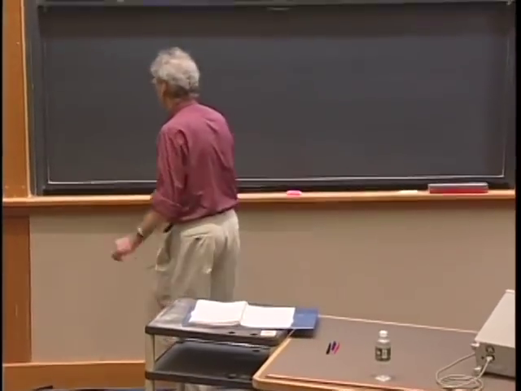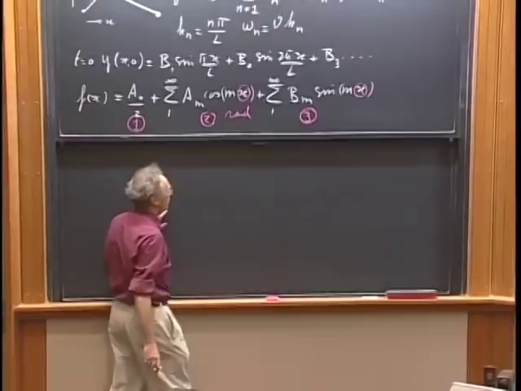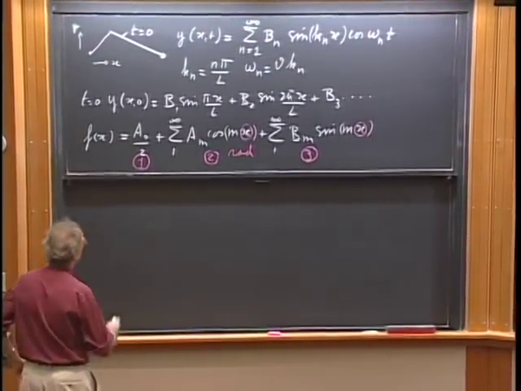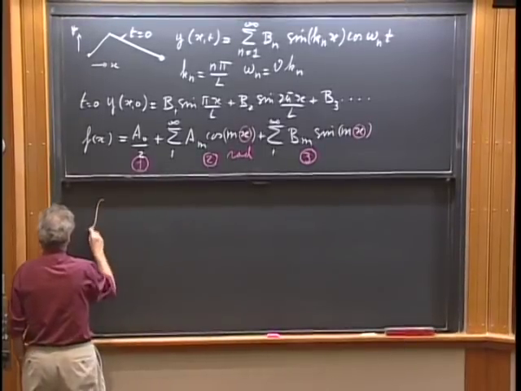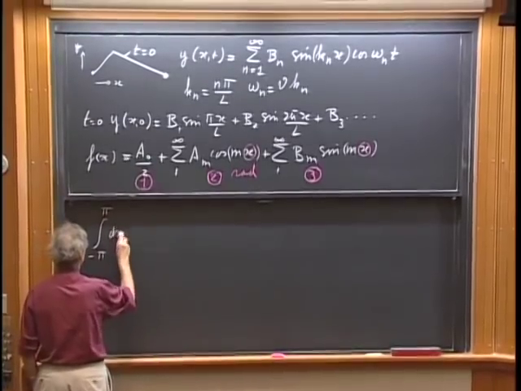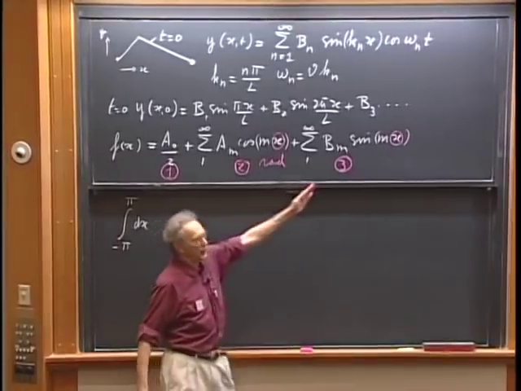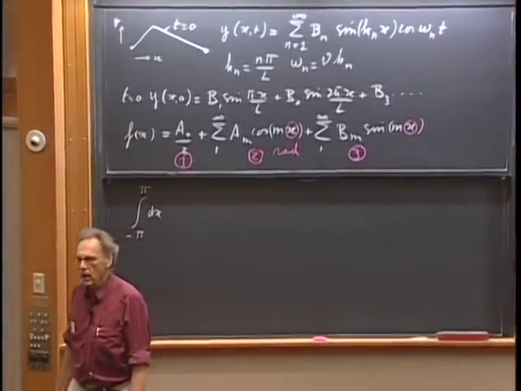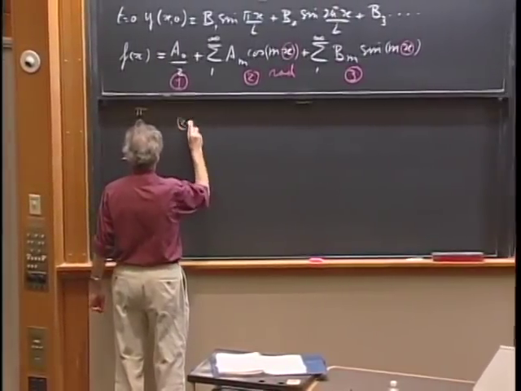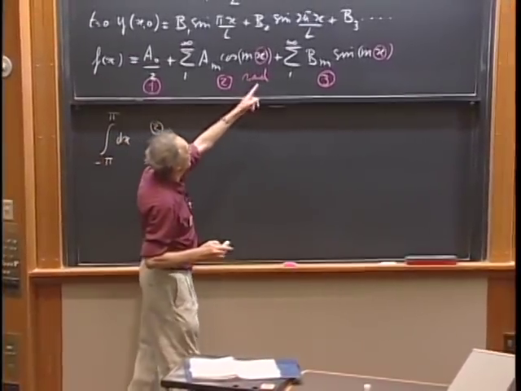And I will build up with you the recipe that allows you to calculate the values for a and the values for b. The first thing you do to find a0, you take the integral from minus pi to plus pi dx on both sides of the aisle. This is one side of the aisle, and this is the other side of the aisle. And when you do that, you will see that for all values of m, all terms here will be 0.